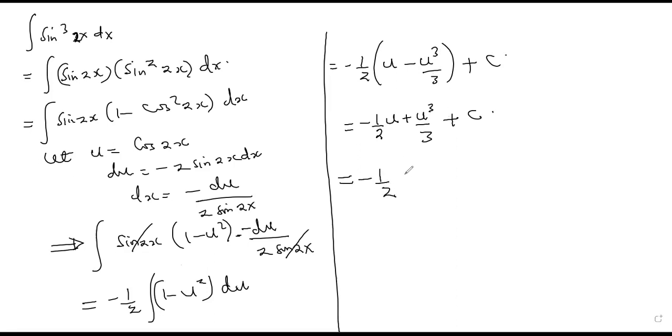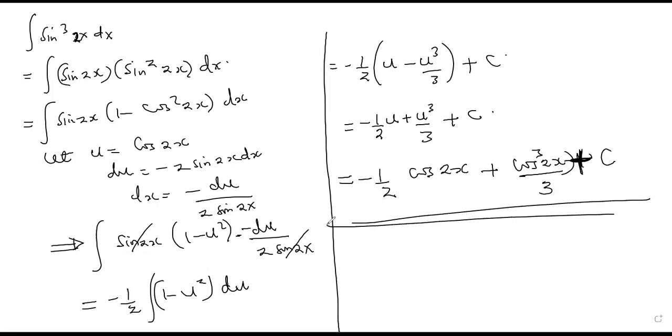but u is cos 2x, plus cos 2x cubed out of 3, then plus a constant of integration. That is how you can do that question.